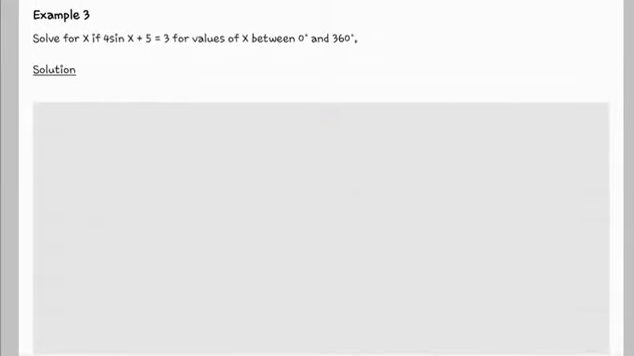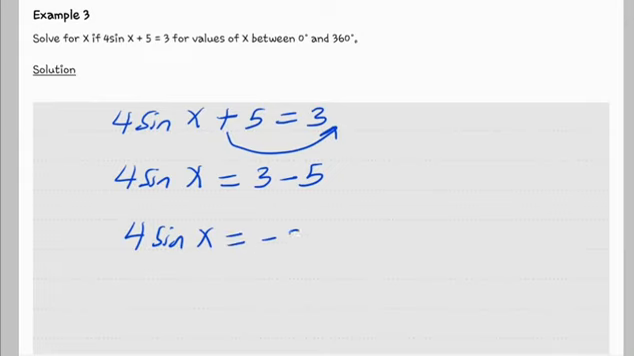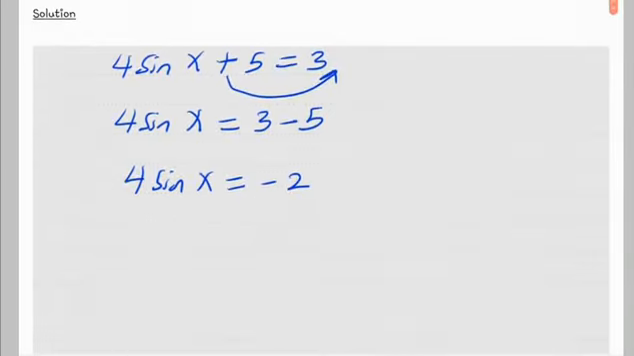Here is another example. Solve for x if 4 sine x plus 5 equals 3 for values of x between 0 degrees and 360 degrees. So you have 4 sine x plus 5 equals 3. So this will be 4 sine x equals 3 minus 5, since plus 5 is moved to the other side and becomes minus 5. 4 sine x equals minus 2, because 3 minus 5 is minus 2.